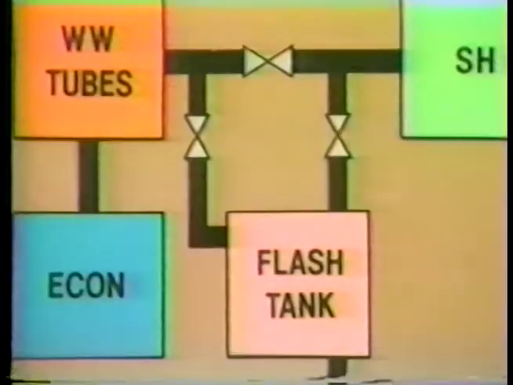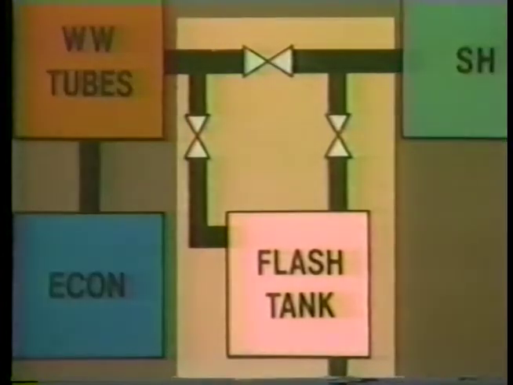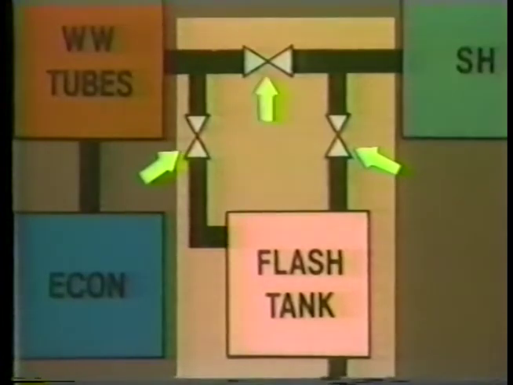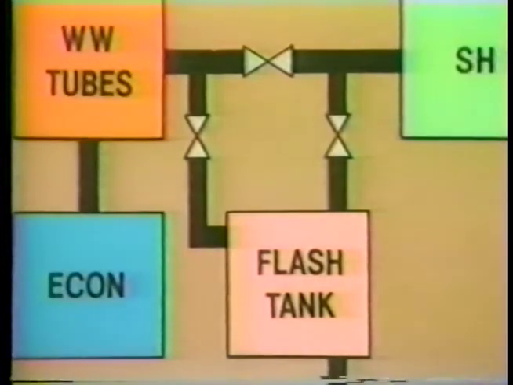During startup and shutdown, however, the pressures and temperatures under which once-through boilers operate are below the critical point. This means that there is a steam-water mixture in the water wall tubes. For this reason, a separate system is required that uses a flash tank to separate the steam-water mixture. A basic system includes a flash tank, two isolation valves, and a control valve. We'll look at the startup mode of operation first.